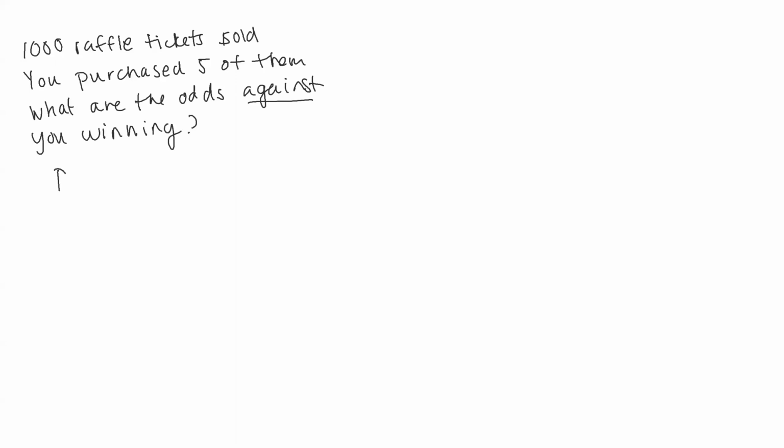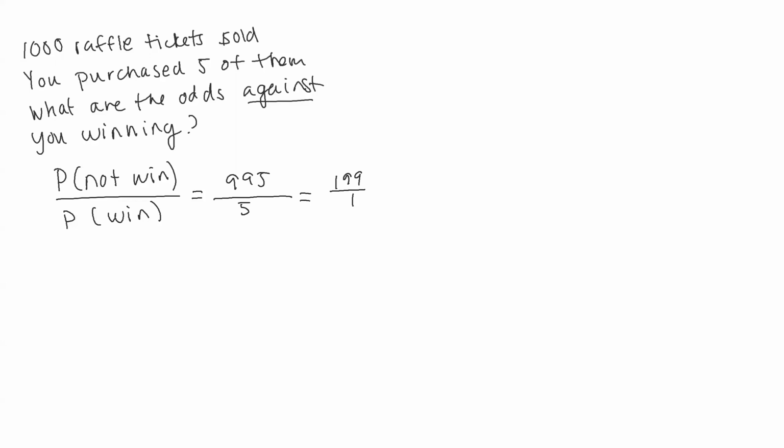All right. So we want the probability that you don't win, we're going to call it not win, using the same wording, versus the probability that you do win. Now, you bought 5 tickets, okay? The probability of you winning would be 5 out of 1,000. So there's 5 ways that you could win, but that means there are 995 ways that you could lose. We simplify that. And in this particular case, there are 199 to 1.